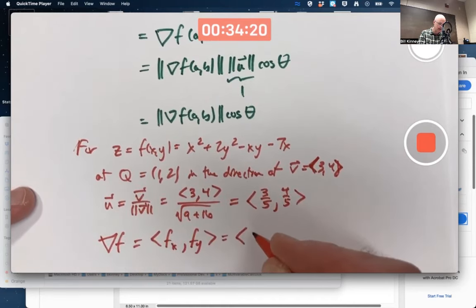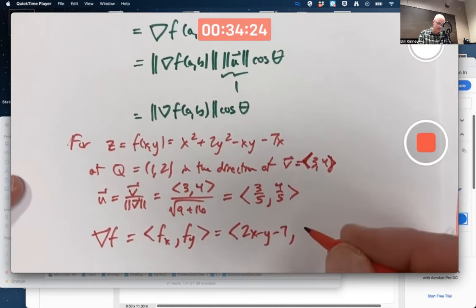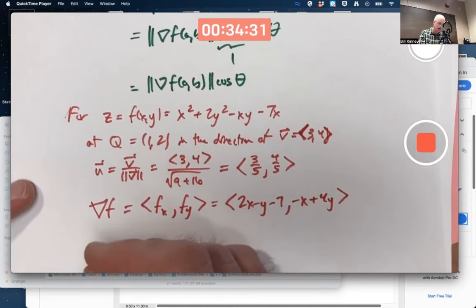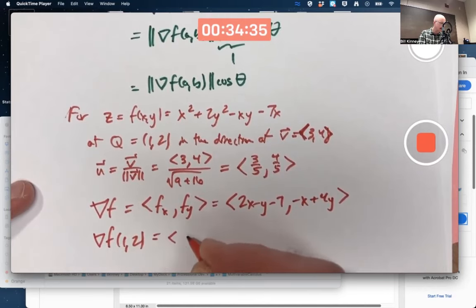In general, it's going to be 2x minus y minus 7 for the first component and negative x plus 4y for the second component. The gradient vector evaluated at the point (1, 2) will then be what we got before, negative 7, positive 7.